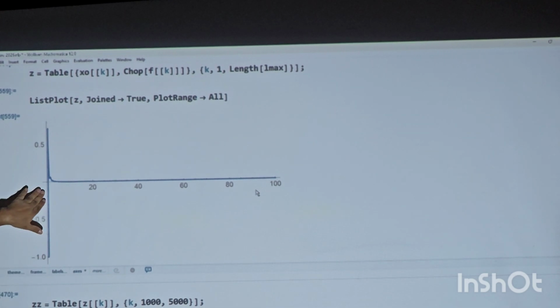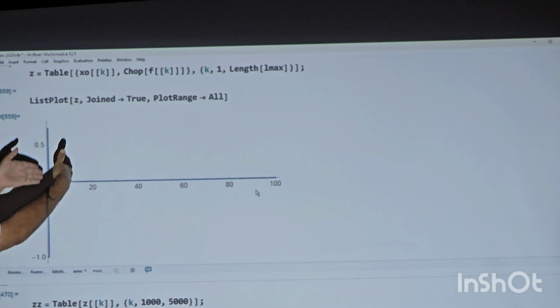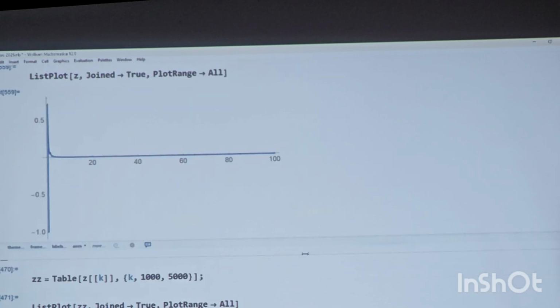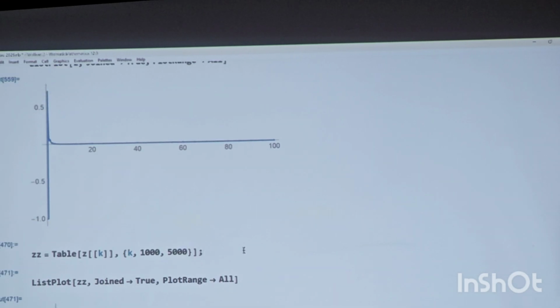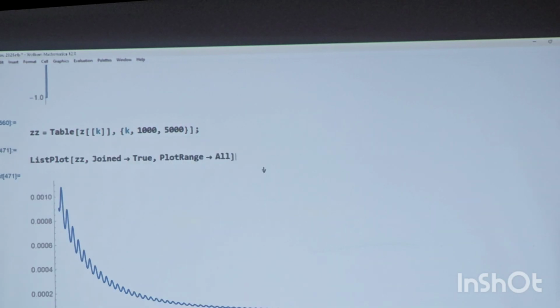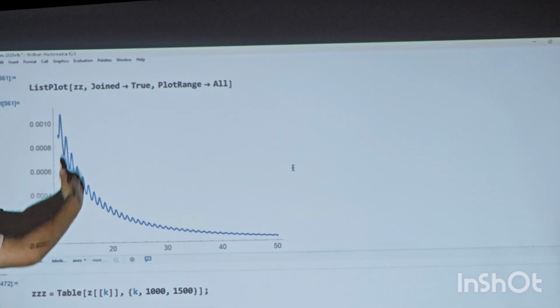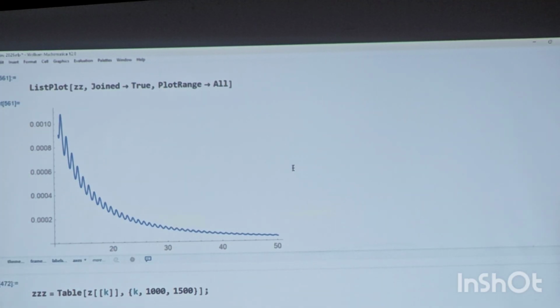X naught small means large field. So let's zoom in onto this region and see what it looks like. I zoom in onto this large field region and plot the zoomed in part. This is what the zoomed in part looks like. The energy oscillates as a function of the magnetic field. This is a magneto-oscillatory phenomenon. So the energy is now a periodic function of the magnetic field.